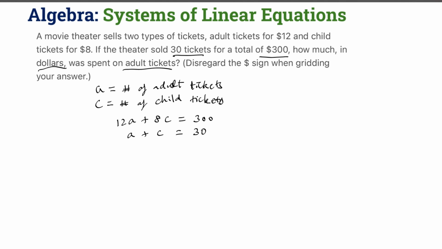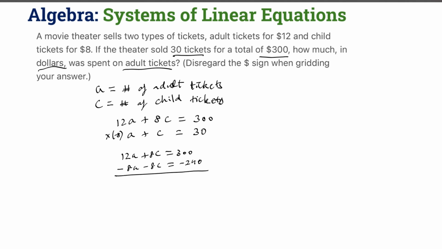Okay. The best way to move forward here is to get rid of one of the variables, either A or C. Since we need the dollar amount spent on A, we will keep A and we'll try to get rid of C. And the way to get rid of C is multiplying the bottom equation by -8 and then adding that. So we will get 12A plus 8C is going to be 300. So the same first equation. And then we'll get minus 8A minus 8C is going to be equal to -240.